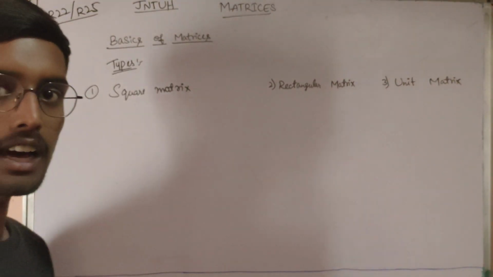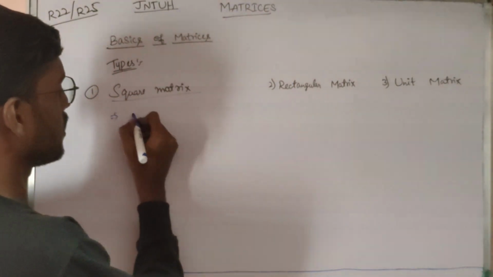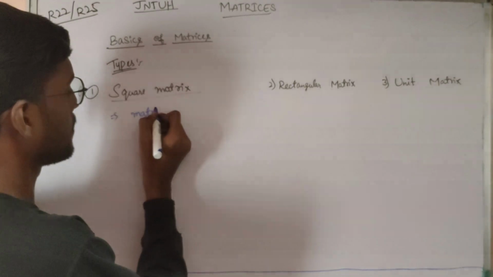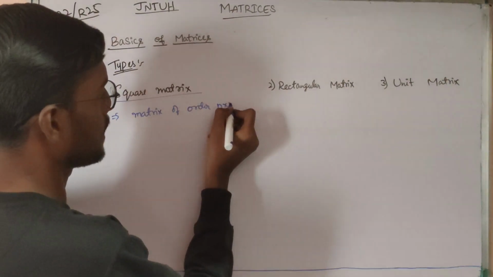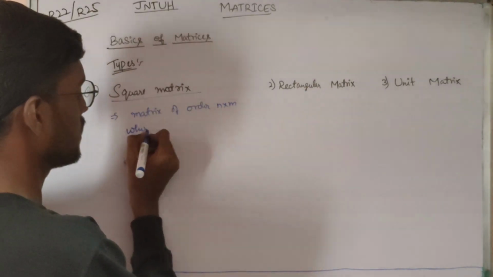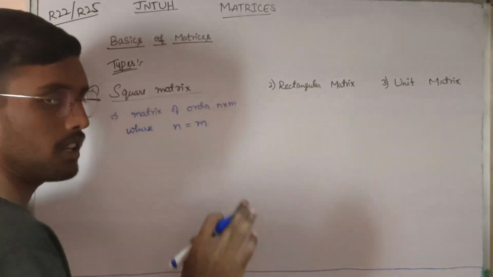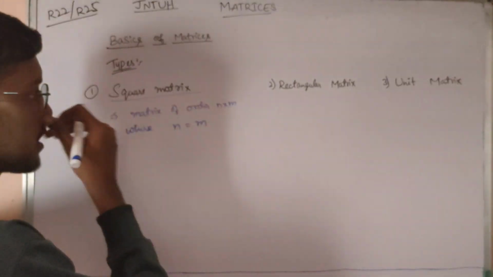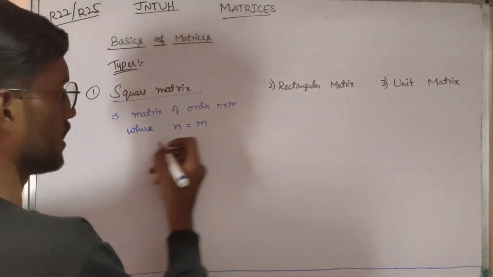Coming to the square matrix. What is a square matrix? A square matrix is a matrix of order n by m, where n is equal to m. n and m should be the same. This is called a square matrix.